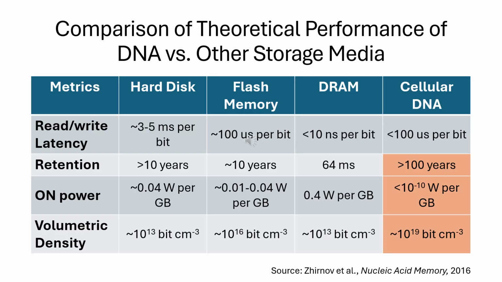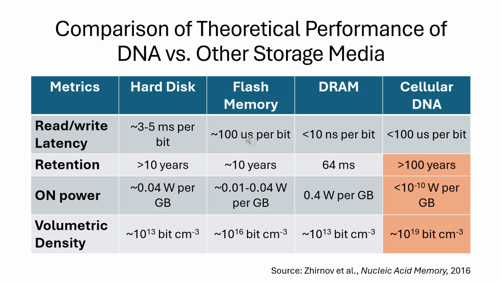So this table compares DNA with hard disk, flash memory, and DRAM. The main takeaway is that DNA is not better in every category. In read and write latency, DNA is much slower than DRAM and not competitive with normal high-speed memory. That reinforces the idea that DNA is not meant for active computing memory.